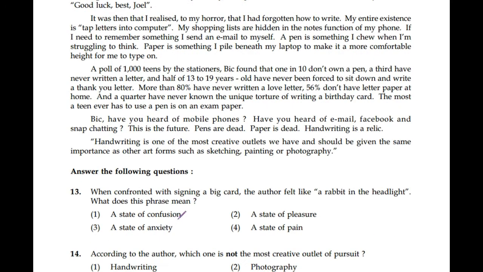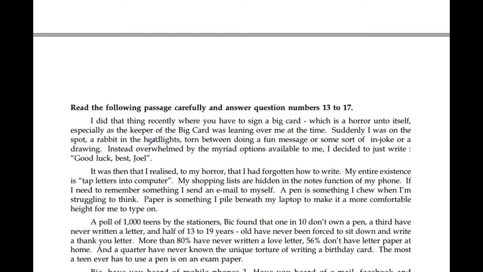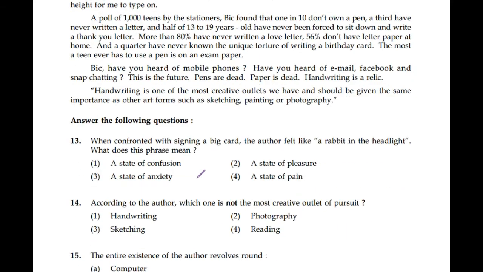When confronted with signing a big card, the author felt like a rabbit in the headlights. What does this phrase mean? So the answer to this you can find from the first para. Here it is written that a rabbit in the headlights is torn between doing a fun message or some sort of in-joke or a drawing. So there is a type of confusion. So the correct option is a state of confusion.